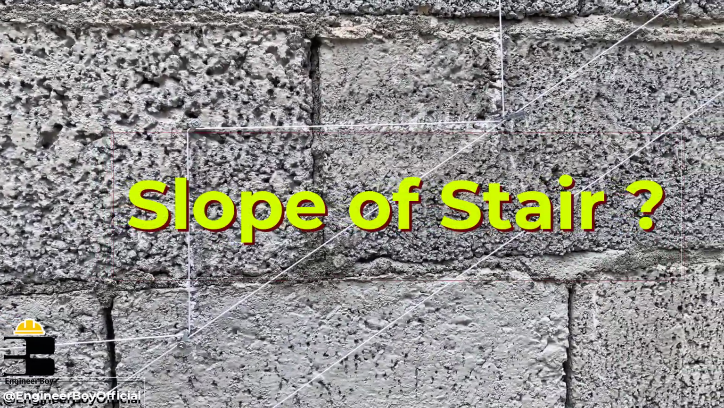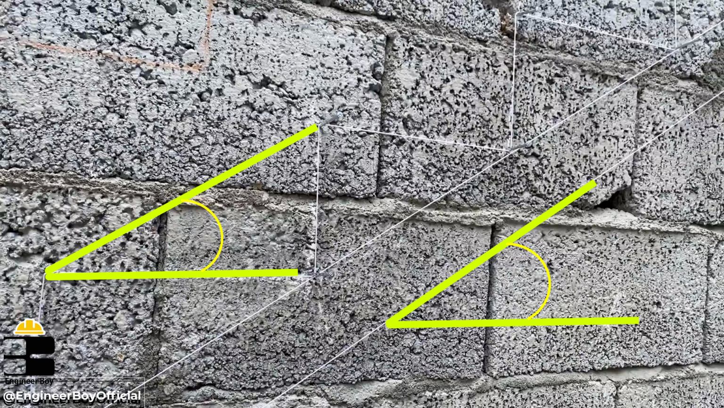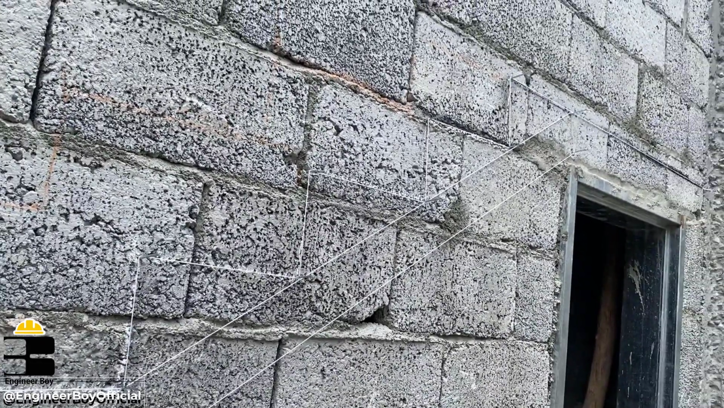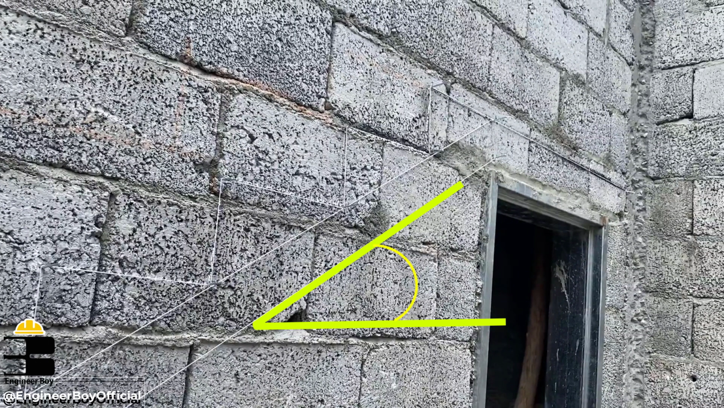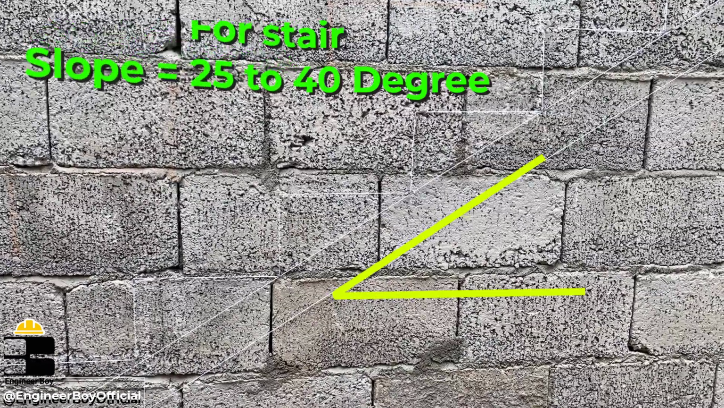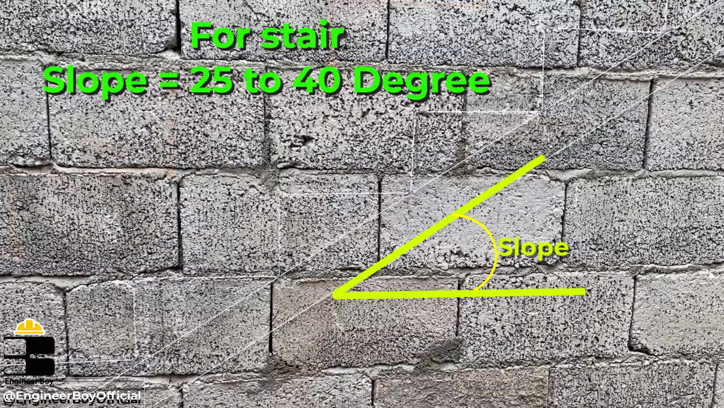Okay, so how do you calculate the slope of the staircase? Remember, slope of the staircase means just the angle which the stairs make with the horizontal line. And this is also known sometimes as the pitch of the staircase. And remember, pitch or slope must be 25 to 40 degrees.